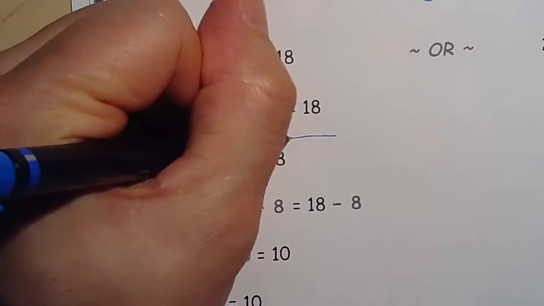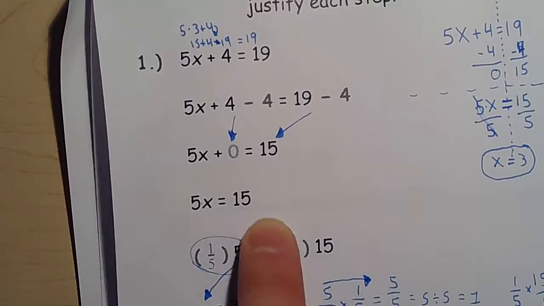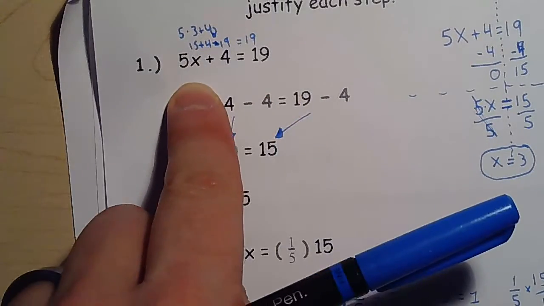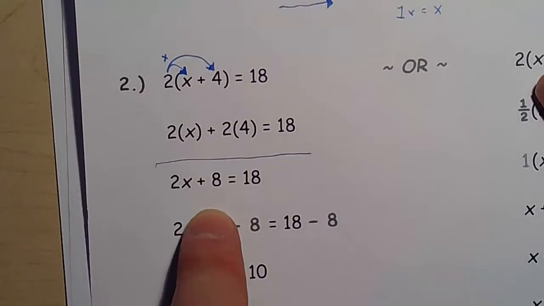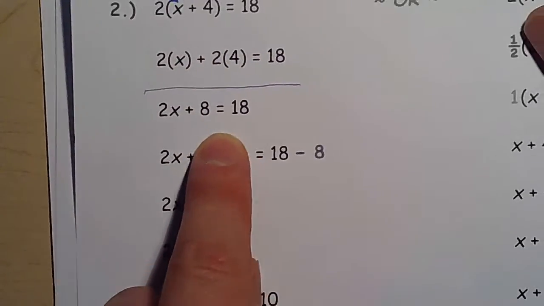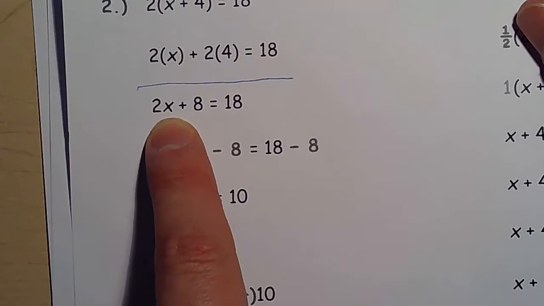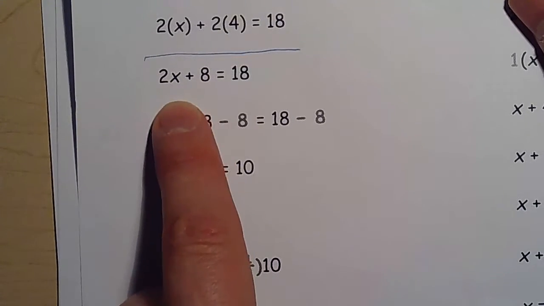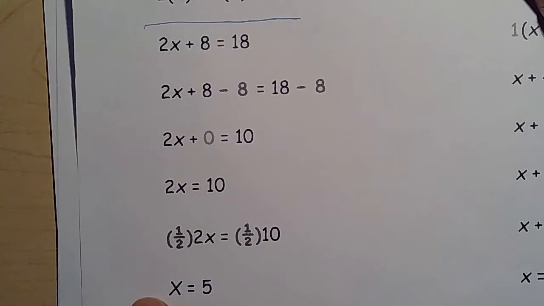Now, if you look at this, it looks like number 1, right? We just have a number times a variable plus a number equals another number. We have 2x plus 8 equals 18. So now we're going to do what we did with the first one. We're going to move everything away from the x to get x by itself to get our answer, right? You can see it down here. We're going to get x equals 5.